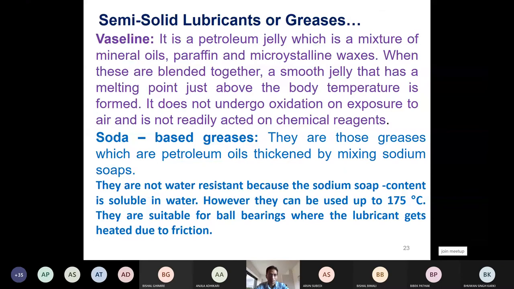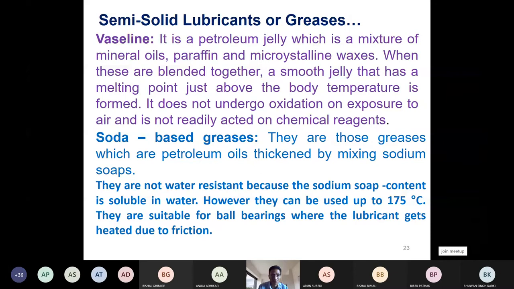Next in chemistry is grease, now soda based grease. Soda based greases are those greases in which petroleum oil is mixed with sodium soap. When sodium soap is mixed with petroleum oil, that grease is known as soda based grease. They are not water resistant, because sodium soap content is soluble in water. However, they can be used up to 175°C. They are suitable for ball bearings where the lubricant gets heated due to friction.